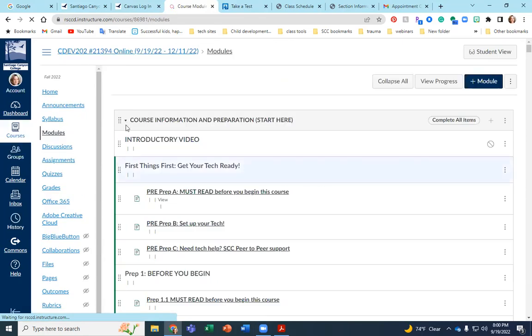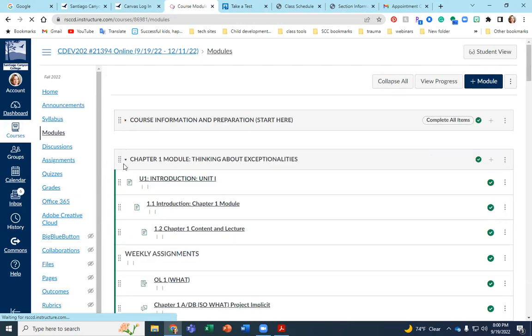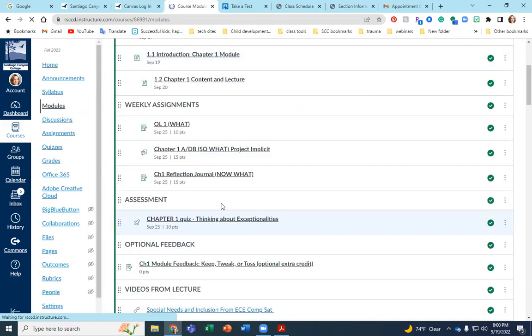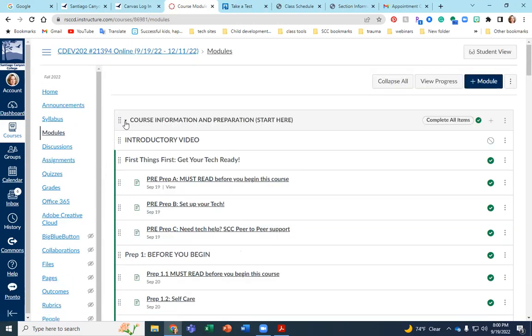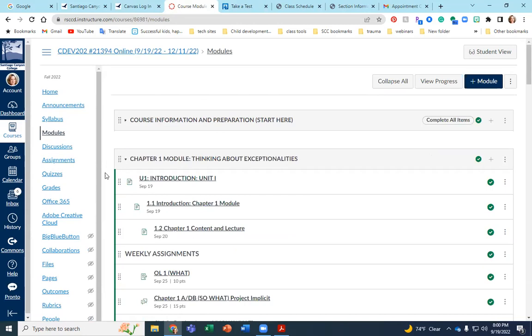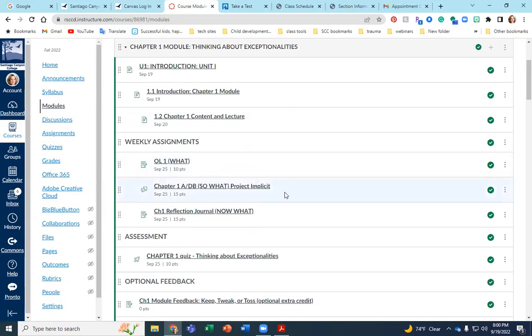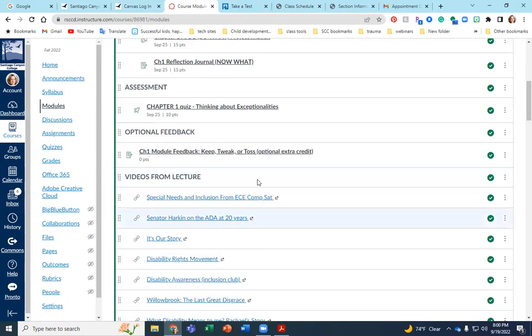So again, here's our course information. Start here. Chapter 1 looks like this. We went through all of this. Well, I'm sorry, let me make this smaller. This is the prep. It got big for a second. There we go. Chapter 1 looks like this. Here's our outline. Here's our discussion board. Here's our reflection journal. Then you have a quiz.